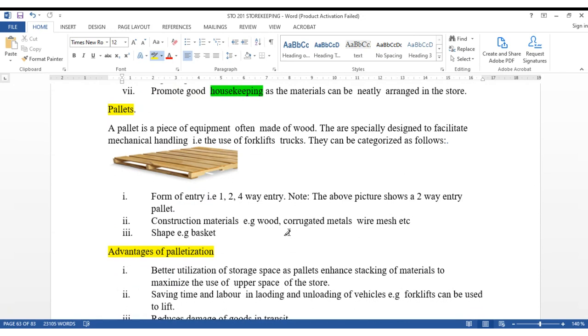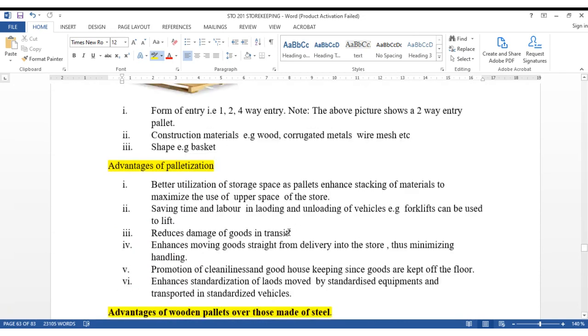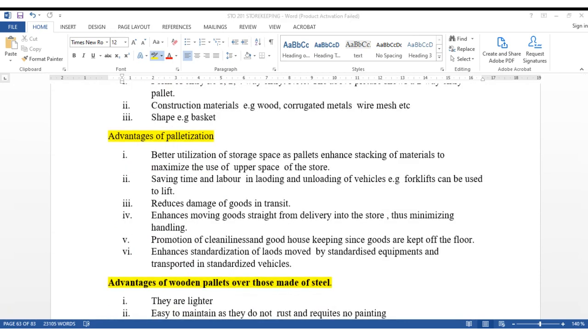Advantages of palletization. One, it enhances better utilization of storage space, as pallets enhance stacking of materials to maximize the upper space of the store.